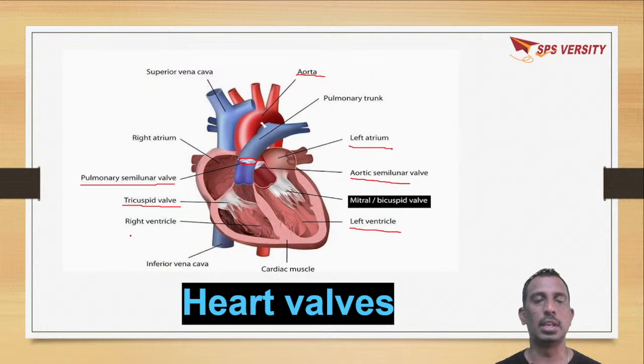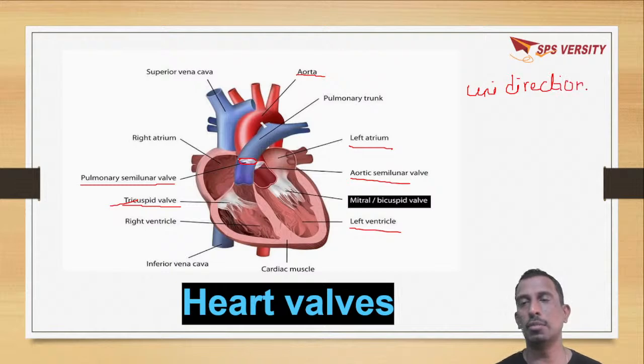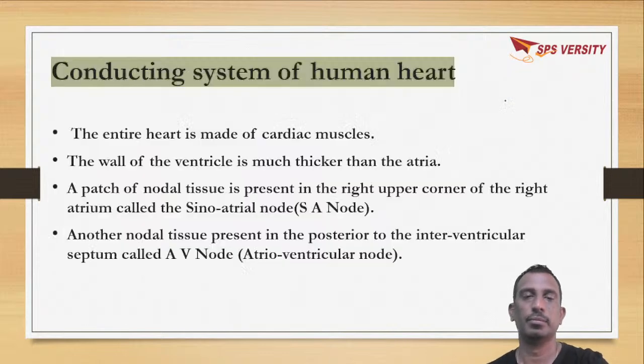So there are 4 valves seen here: one between right atrium and right ventricle, another between left atrium and left ventricle, another in the pulmonary aorta, the pulmonary semilunar valve, and another in the systemic aorta, the aortic semilunar valve. These valves help the unidirectional flow of blood, so that the blood is pumped properly.